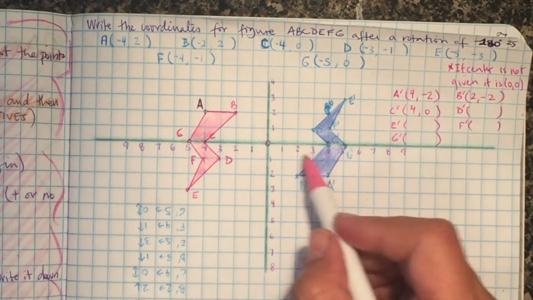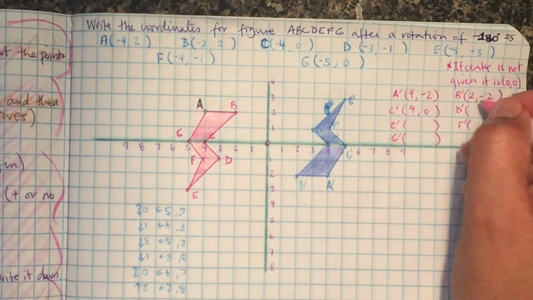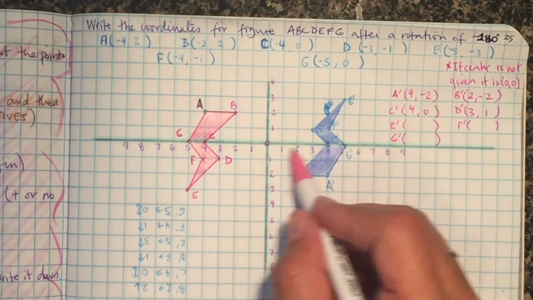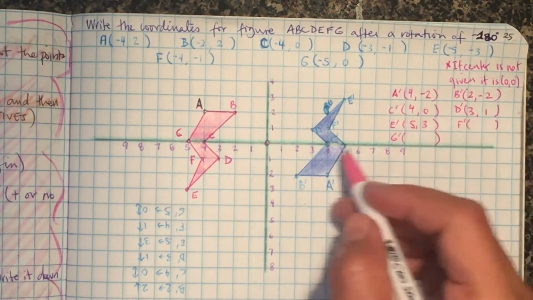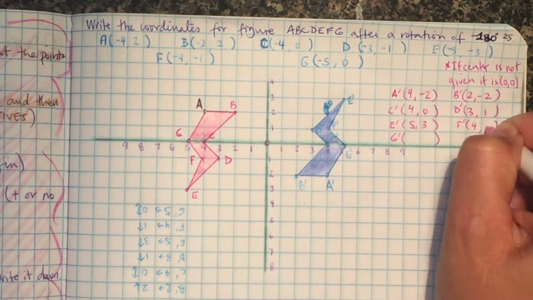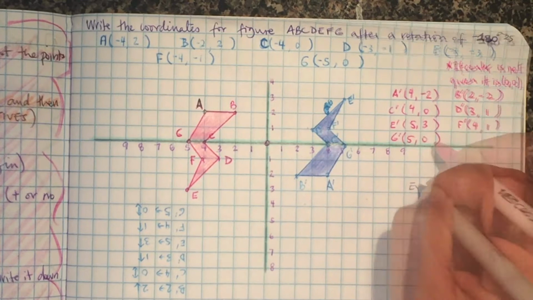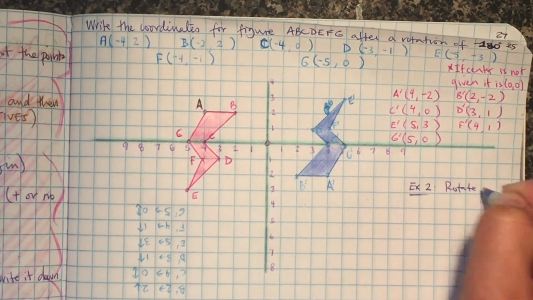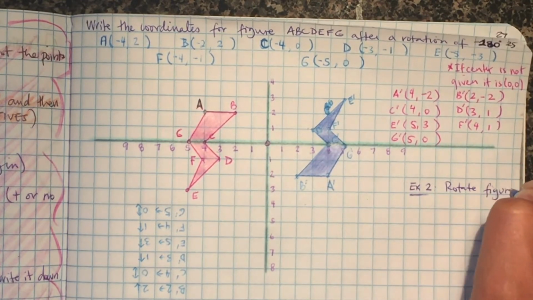I'm just writing the coordinates of the blue figure. D prime is 3, 1. E prime is 5, 3. F prime is 4, 1. And G prime is 5, 0. And that's pretty much it. So let's take a look at another example.